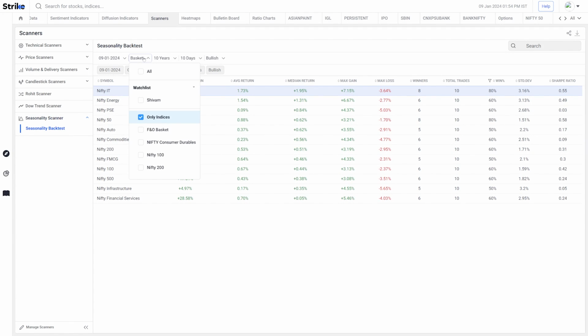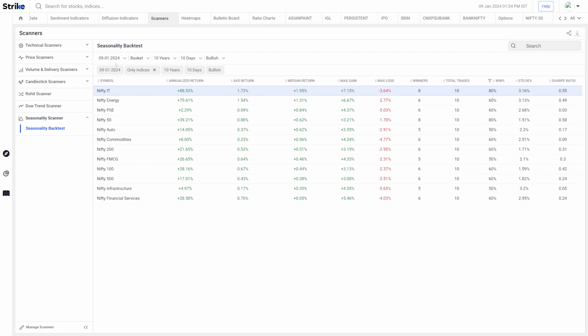Next, like any other scanner, you can select which baskets you want to see. You only want to see the indices or you want to see the baskets, FNO baskets as well. You can select your test period as 5 years or 10 years, depending upon how much data you want to see. And the next thing you can choose is whether you want to see bullish results or bearish results.